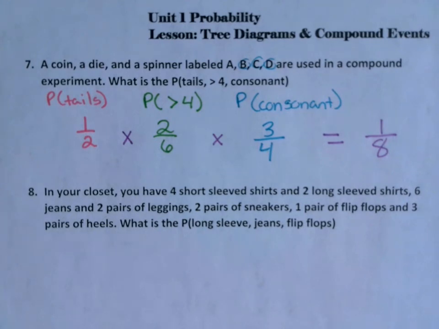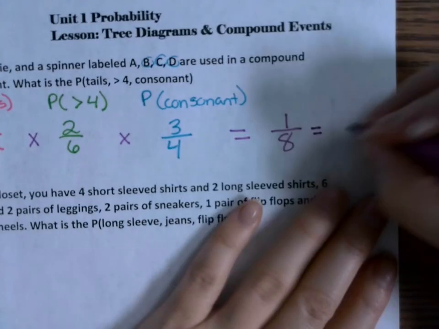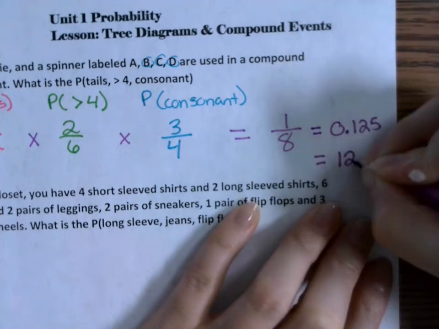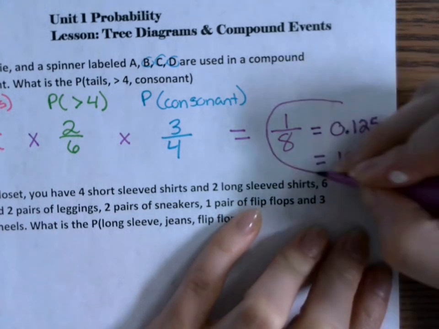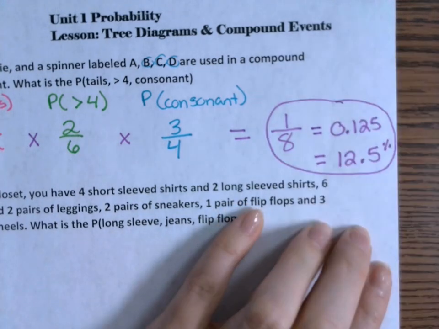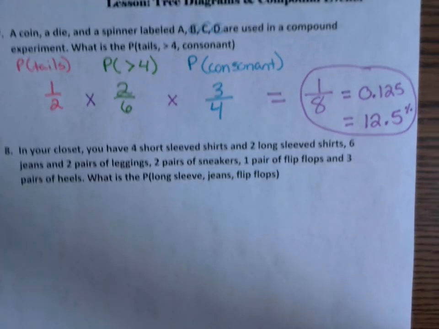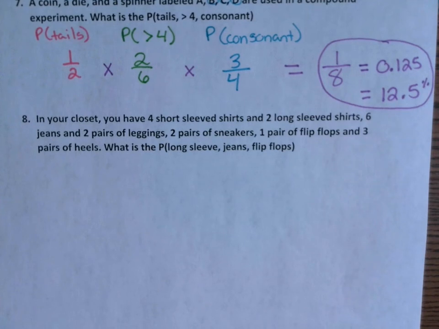It's 0.125, which is equal to 12.5%. Always want to know how to convert back and forth. Okay? All right, number 8. Number 8, we've got some clothes in our closet. You've got 4 short-sleeved shirts and 2 long-sleeved shirts.